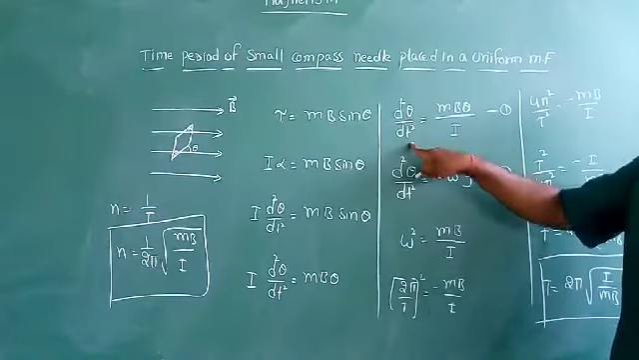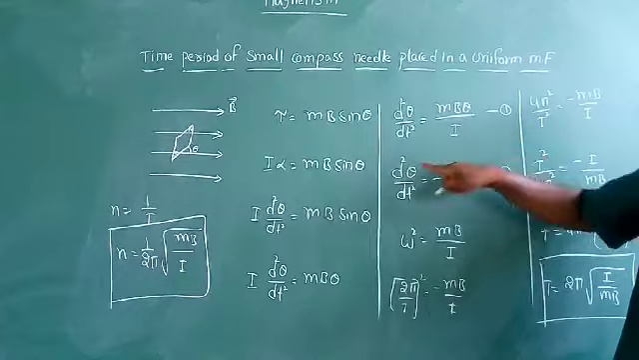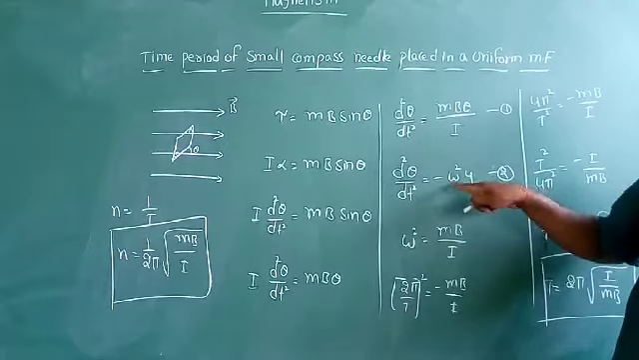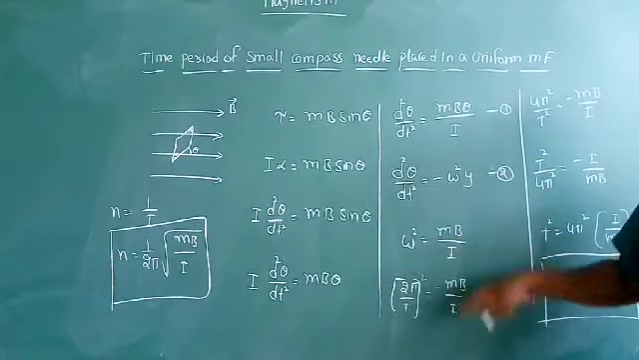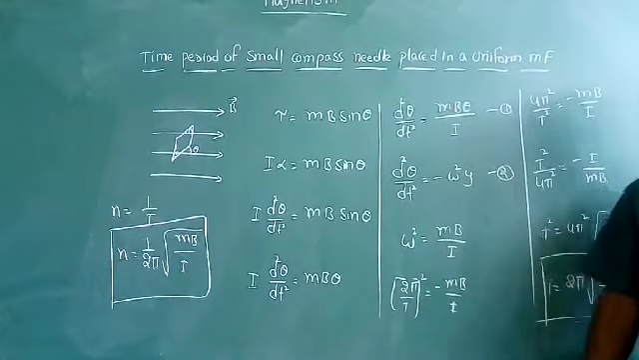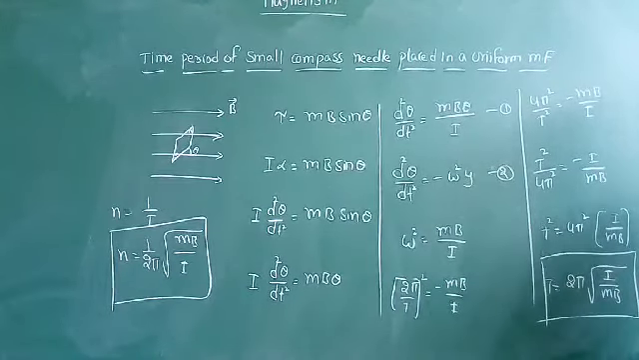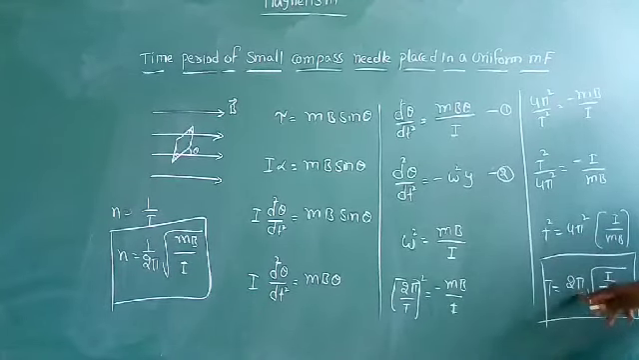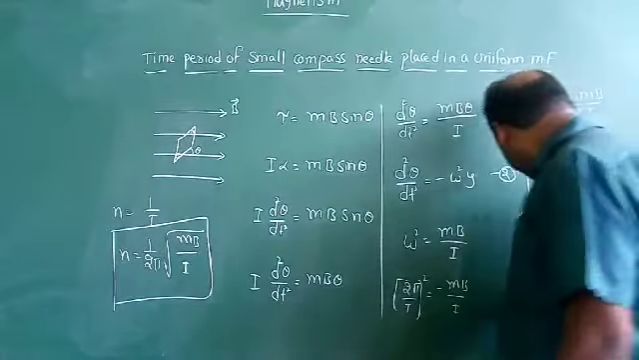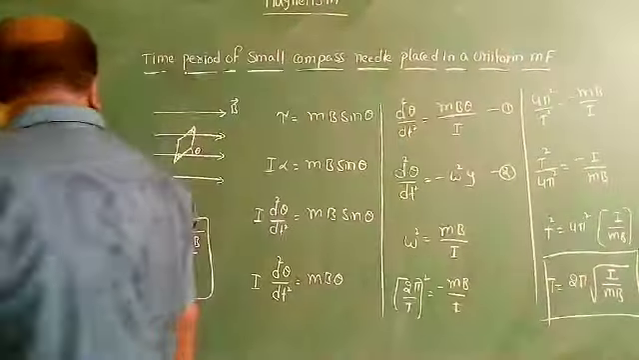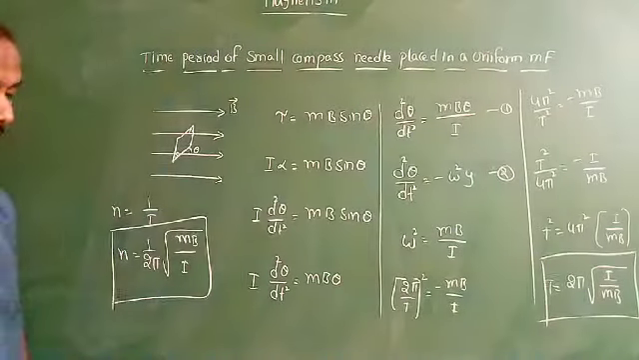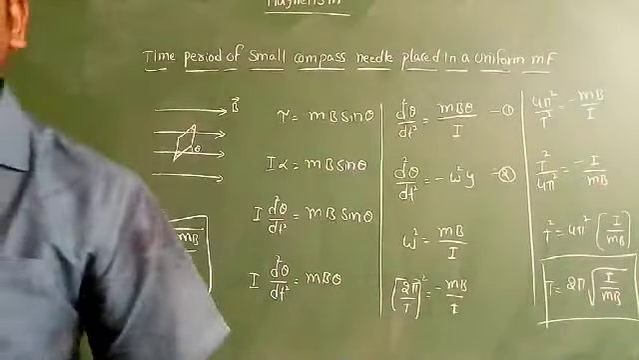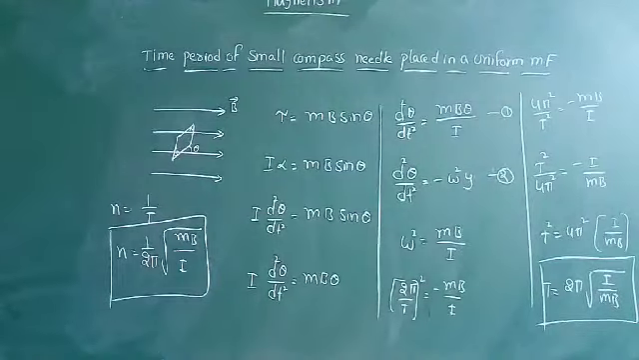Now d square theta by dt square is equal to mb theta by I. We already know from the oscillations that d square theta by dt square is equal to minus omega square y. Compare equations 1 and 2. Omega square is equal to mb by I. This I stands for moment of inertia, m stands for magnetic dipole moment, and B is magnetic field. Then finally, T is equal to 2 pi into square root of I by mb, and the frequency n is equal to 1 by 2 pi into square root of mb by I. Once again, all of you see the derivation and everything.